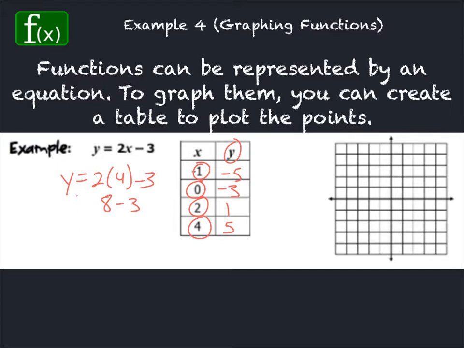Okay, then graph these ordered pairs on a coordinate plane. So this would be -1 comma -5, 0 comma -3, 2 comma 1, and 4 comma 5. So -1 comma -5 would be right here. 0, -3 would be right here. 2 comma 1 would be right here. 4 comma 5 would be right here.